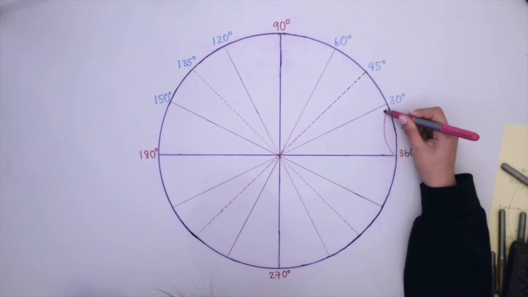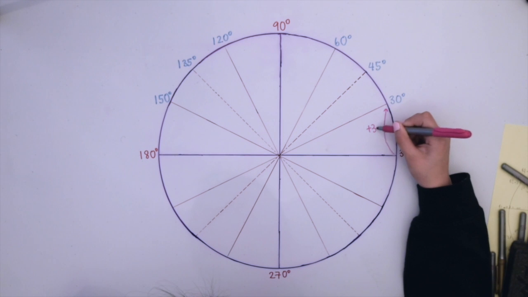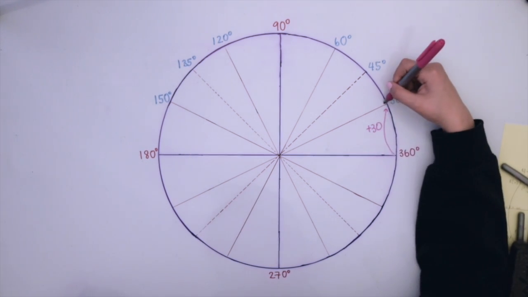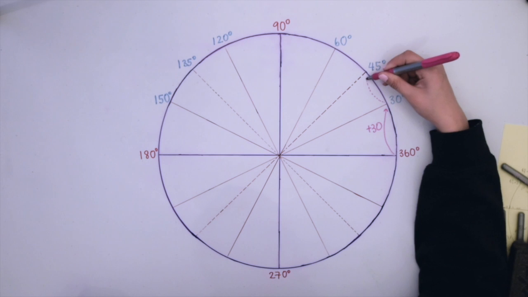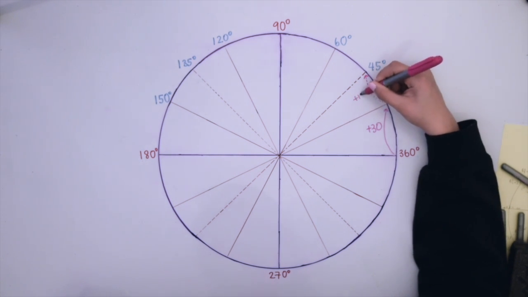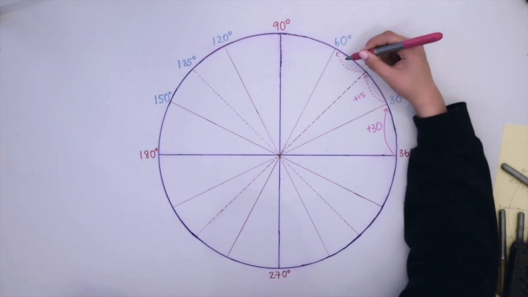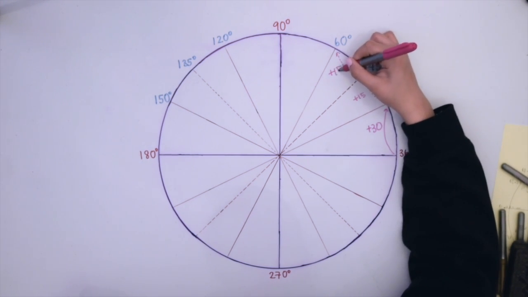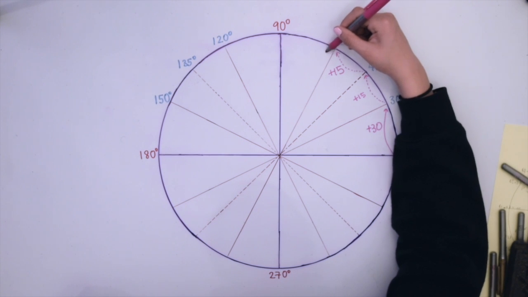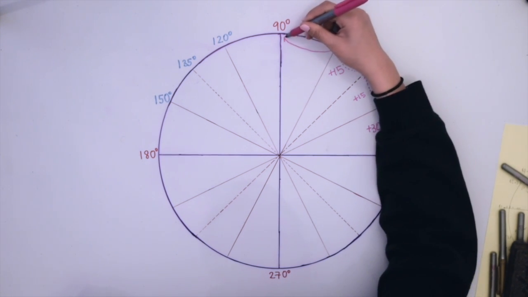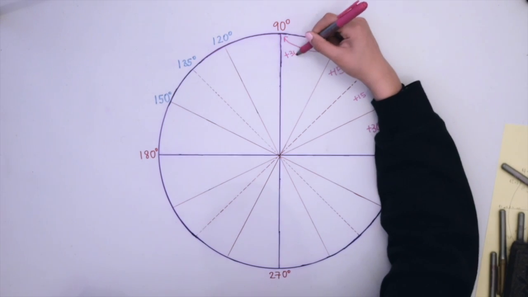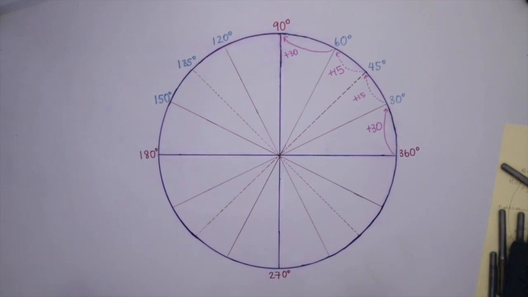From 0 to 30, you add 30 degrees. From 30 to 45, you add 15 degrees. From 45 to 60, you add 15 degrees. And from 60 to 90, you add 30 degrees. This pattern stands through the entire unit circle. So with that in mind, I will quickly fill out the rest of the unit circle.